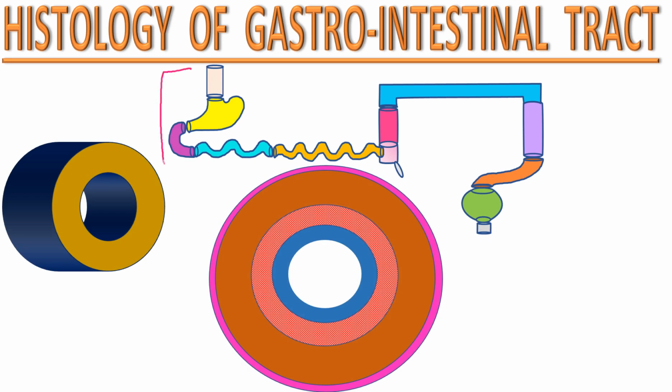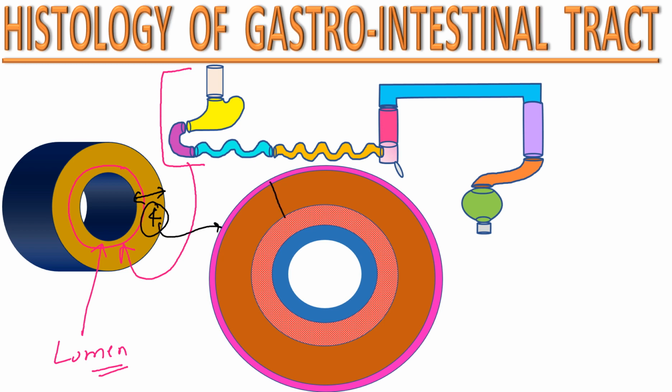Now our gastrointestinal tract is a tube-like structure which is hollow in the central area, and this hollow space is called the lumen of the gastrointestinal tract. This lumen is surrounded by mainly four basic layers, and these are the four basic layers of the gastrointestinal tract. The innermost layer, which is present towards the luminal side, is called mucosa.